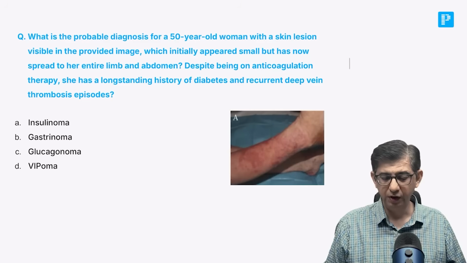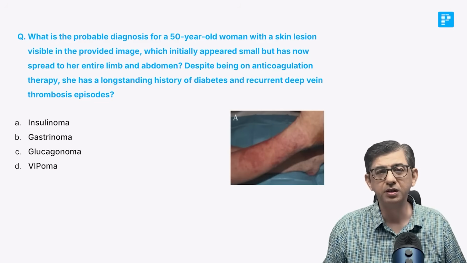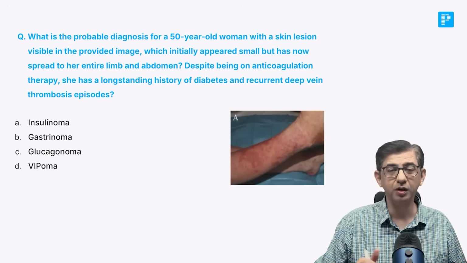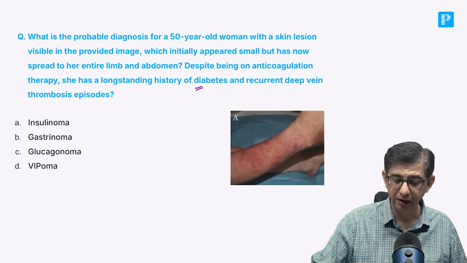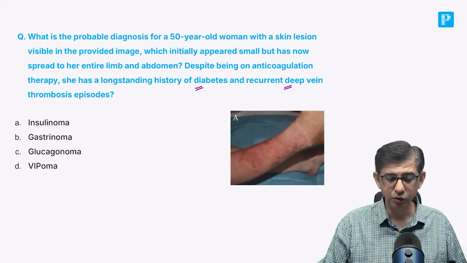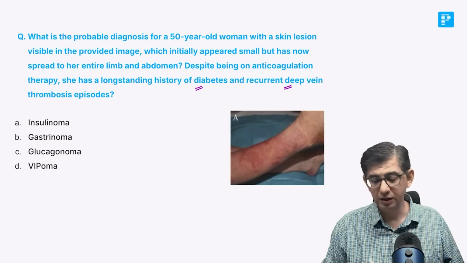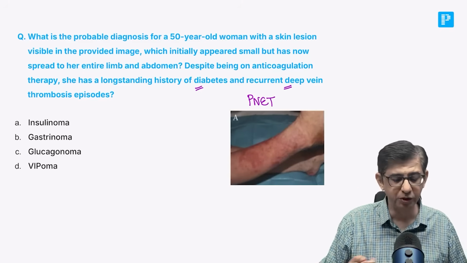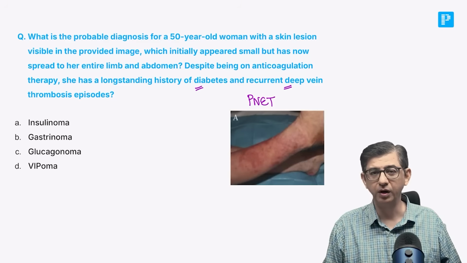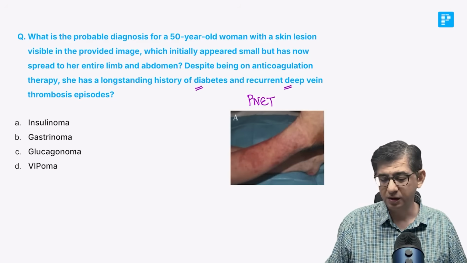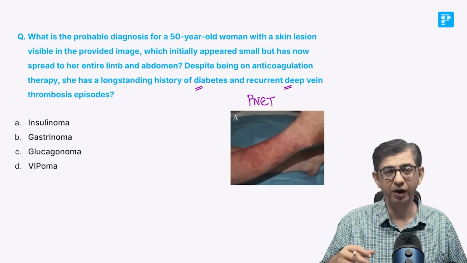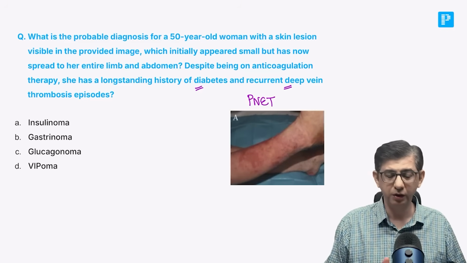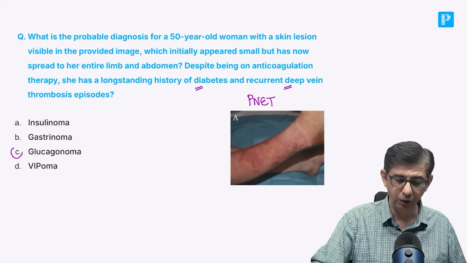Then we had this 50-year-old woman with a skin lesion that is increasing in size, and he has mentioned diabetes and deep vein thrombosis. So those D's are trying to come up, and he's asking regarding a pancreatic neuroendocrine tumor, because all 4 options are from a pancreatic neuroendocrine tumor. The dermatological diagnosis would be necrolytic migratory erythema. That is a feature that is seen with glucagonoma.